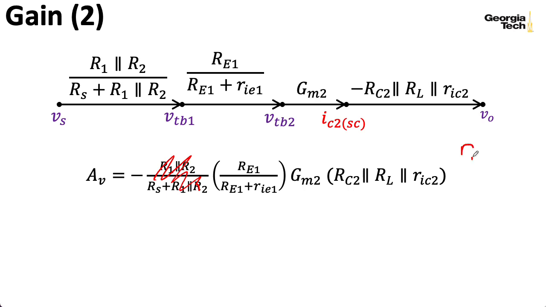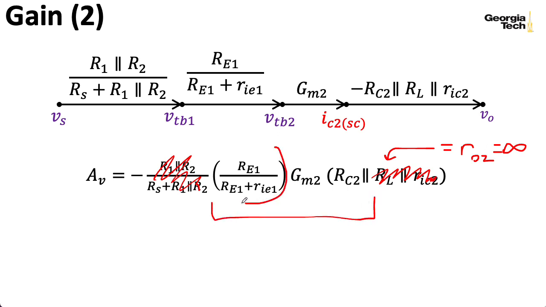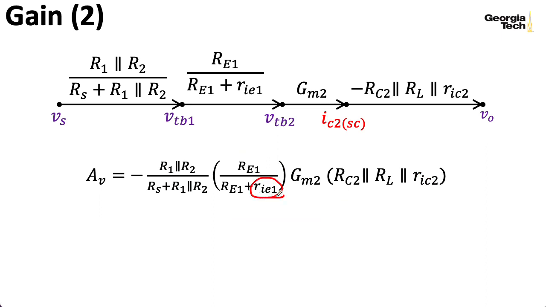And now if I suppose that RO2 is infinite, then RIC2 is infinite. And now if I also suppose that RL was infinite, then all of this goes away. Then I'm just left with these terms. And so I have this term associated with my emitter follower stage. And then I have GM2 times RC2 associated with the common emitter stage. Now, it's not necessarily as simple as just considering what we had in the common collector lecture and then piling that onto what we had from the common emitter lecture, because there may be some weirdness hiding in these terms here, but you get the overall idea.